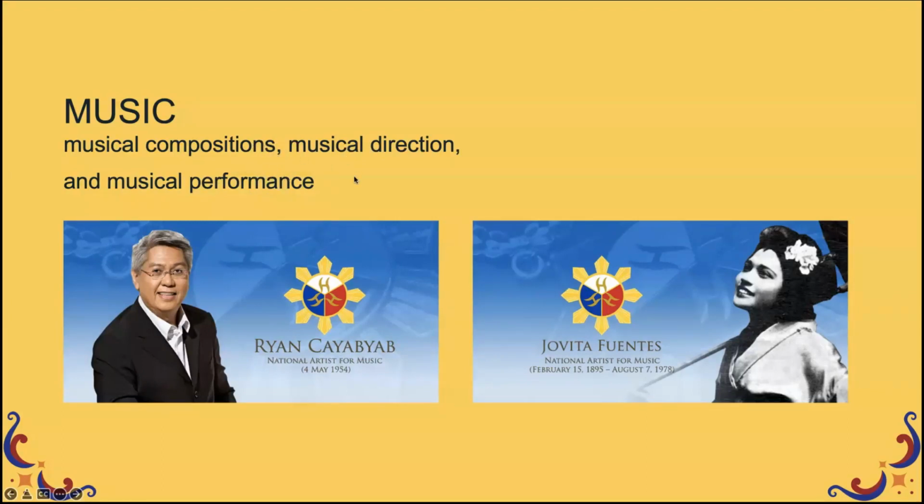Later, in the class on literature, we also have an example under non-traditional art, the issue of it being audio. Another bearer of the award, National Artist for Music, is Jovita Fuentes. She's not familiar to me, but he is familiar to me. I don't know with you, probably.